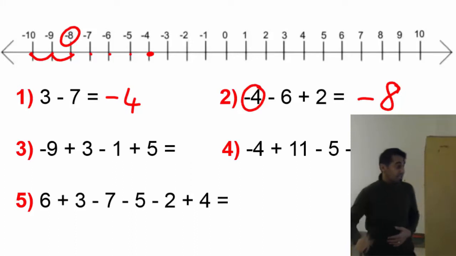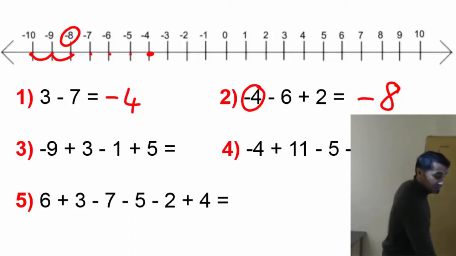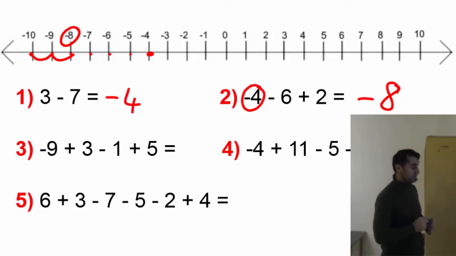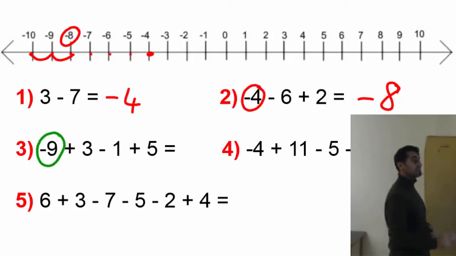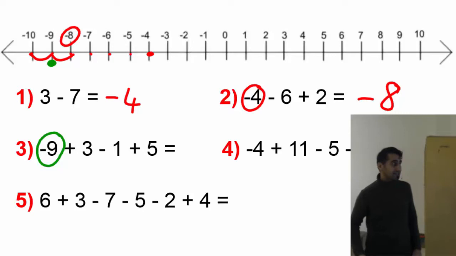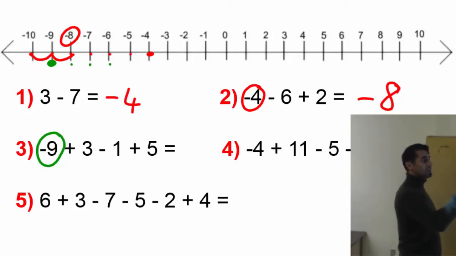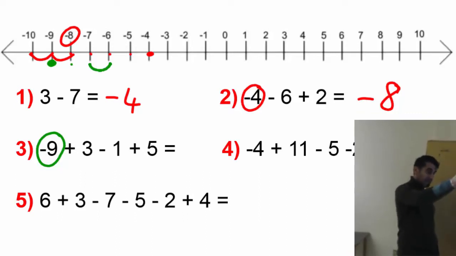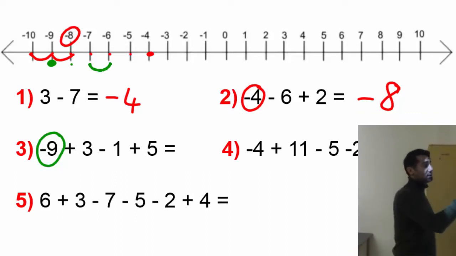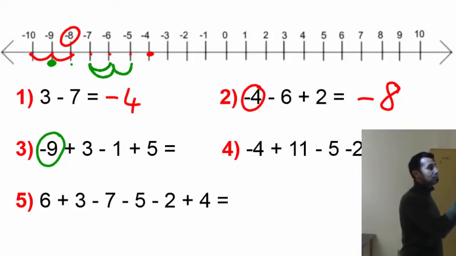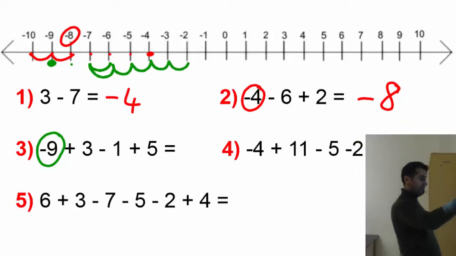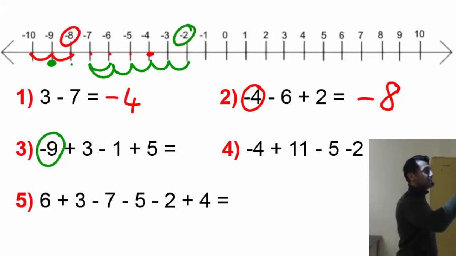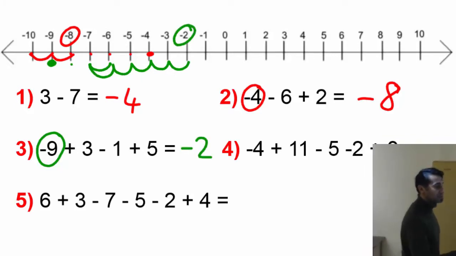Now look at the next example. Start with green color. Start with -9. -9 is right here. And then add 3. 1, 2, 3. And then subtract 1. So you're going to go this way. And then add 5. So you're going to go that way. 1, 2, 3, 4, 5. And that is it. The answer is -2.